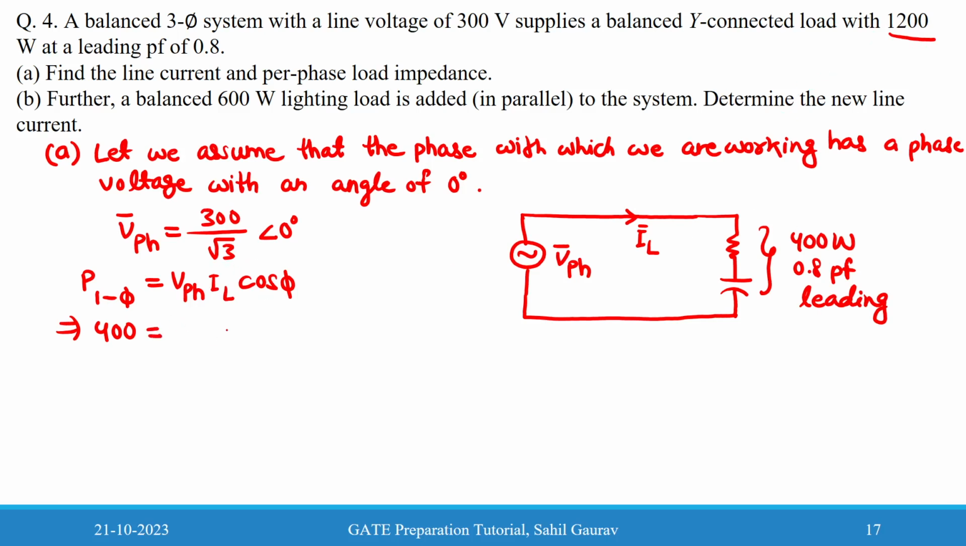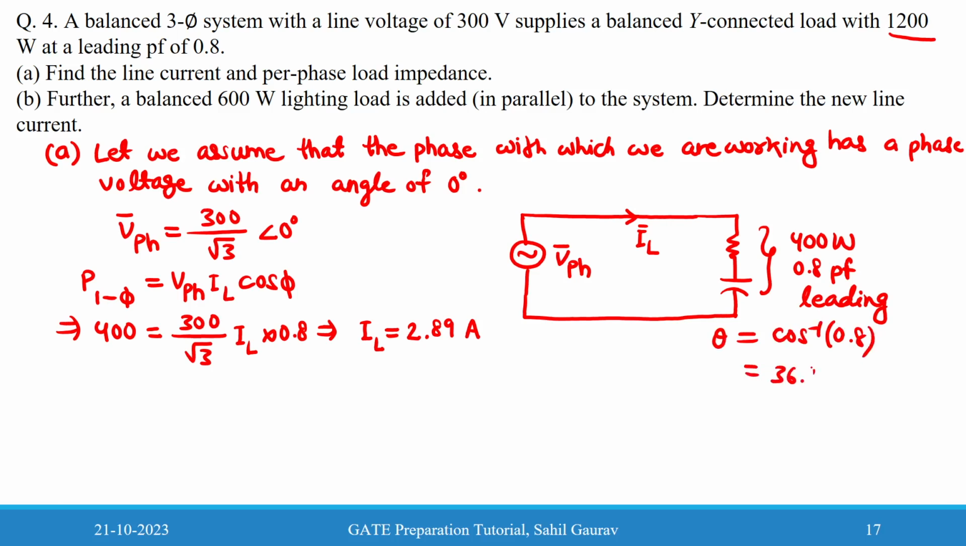So in a problem, whatever is given, that is 3 phase power. So 1200 divided by 3 equals V phase times IL times cos phi, where cos phi is 0.8. So from here IL will come as 2.89 ampere. Now power factor is 0.8, so theta will come as cos inverse 0.8, that is 36.87 degree.